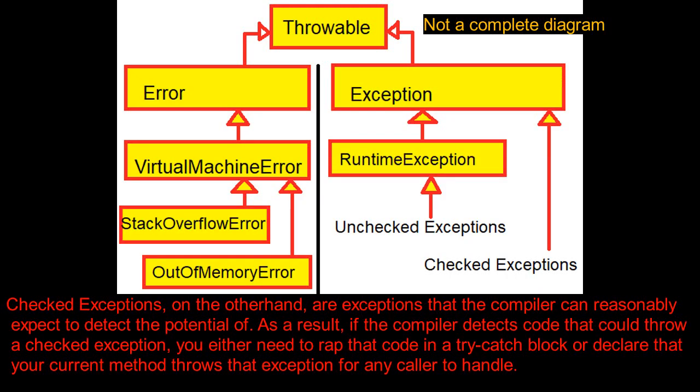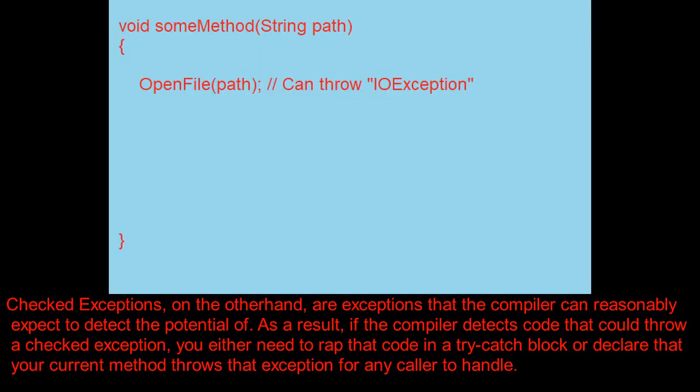Checked exceptions, on the other hand, are exceptions that the compiler can reasonably expect to detect the potential of. As a result, the compiler detects code that could throw a checked exception. You either need to wrap that code in a try-catch block, or declare that your current method throws that exception for any caller to handle.